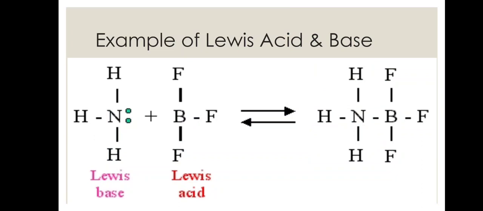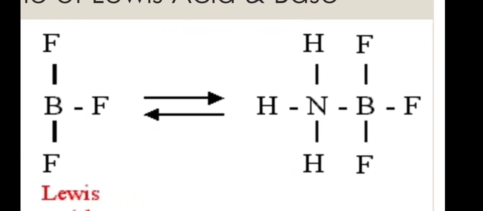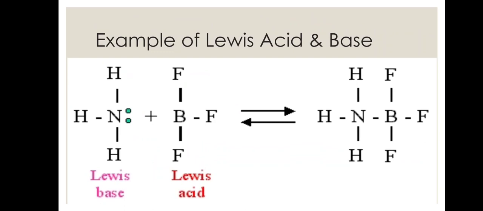Look here, the Lewis base is ammonia and the Lewis acid is boron trifluoride. Here you can see the nitrogen of ammonia contains a pair of electrons. This nitrogen donates this pair of electrons to the boron of boron trifluoride. Boron accepts that pair of electrons. As a result, both compounds combine and form an acid-base adduct. This is the example of a Lewis acid and base.